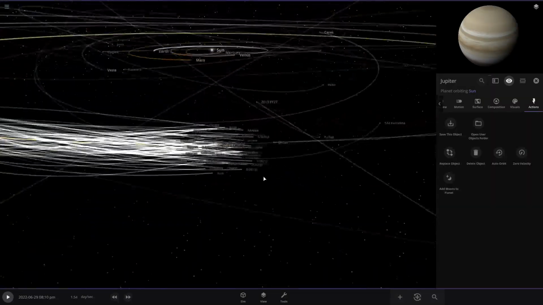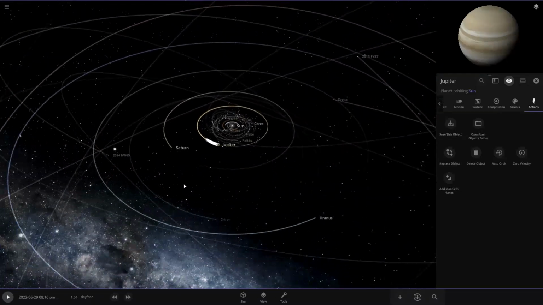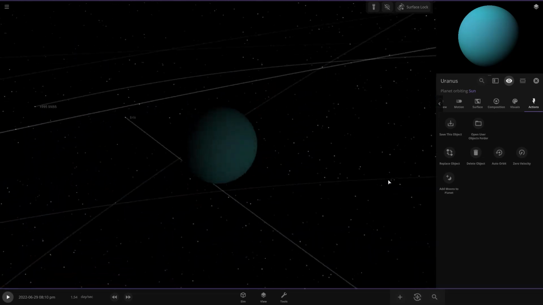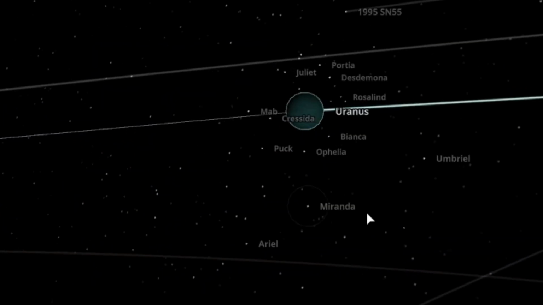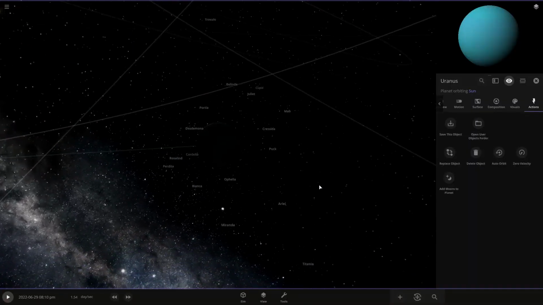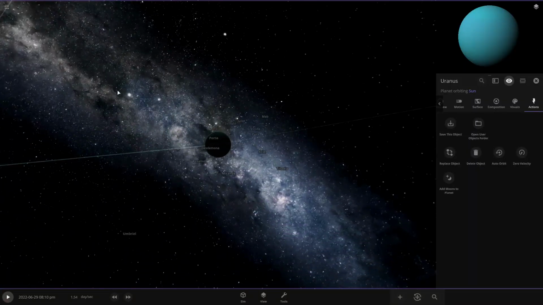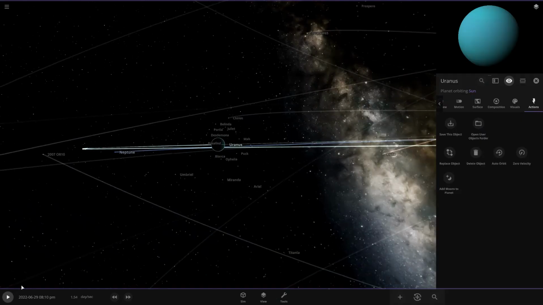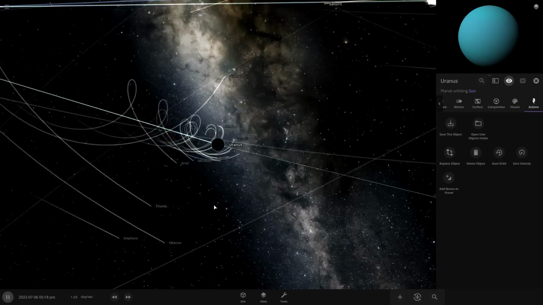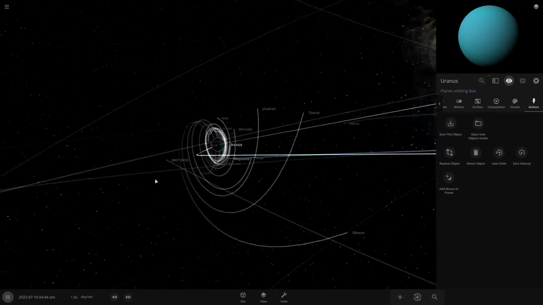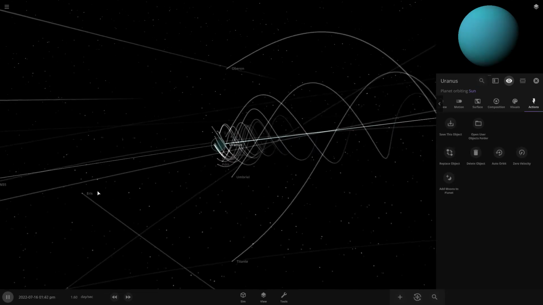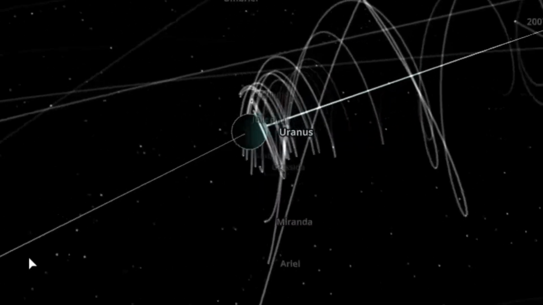Where we get interesting is if we head out to Uranus, which, as you all know, is tilted 90 degrees. If we add its moons, as you can see, they're also tilted 90 degrees. Now, what do you think will happen when we hit play here? Do you think we'll get the normal swinging around? No, we actually get a helix of moons whizzing around Uranus, which is super cool looking. This looks honestly really neat, just seeing this helix of moons.